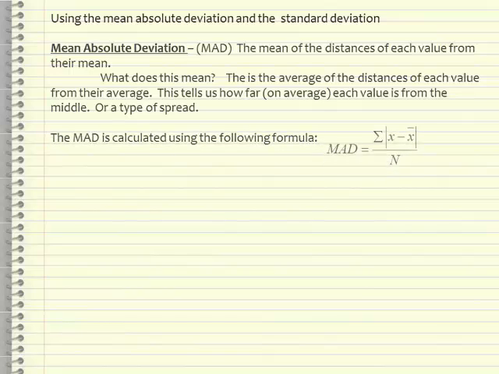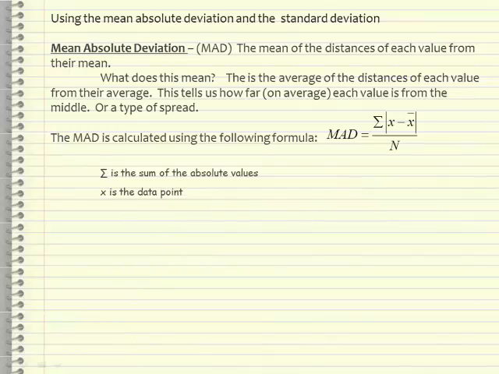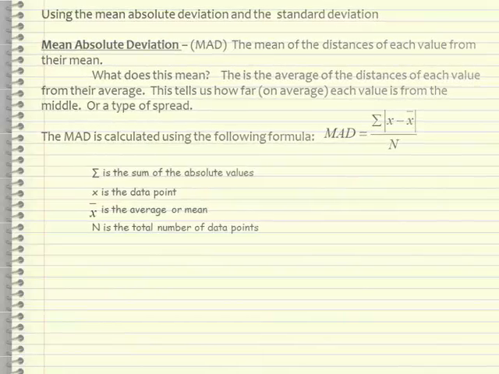We calculate using the following formula. MAD, being the mean absolute deviation, is equal to the sum of the absolute value of the numbers minus their average, divided by the number of numbers. So Σ is the sum of the absolute values. That's the symbol for sum in math. X is a data point. X with a bar over it is the average of all of the data points. And N is the total number of data points.